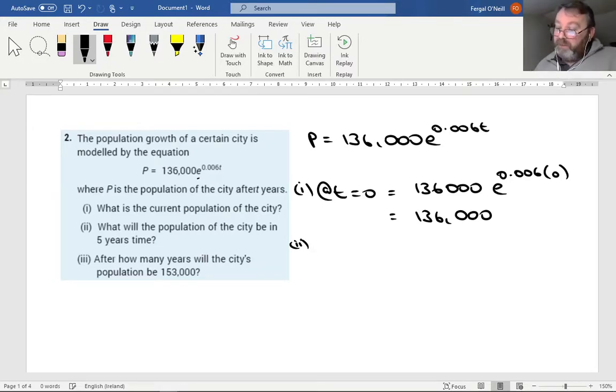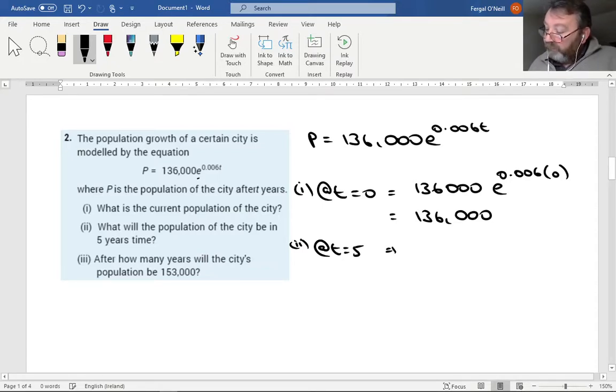What will the population of the city be in 5 years' time? Okay, so what will the population? So now we're looking for the value of P at t equals 5. So that means I use the same formula. P equals 136,000 e to the 0.006 t, with t as 5. Because don't forget we're dealing with 5 years hence. So we just get the calculator to work that out for us.